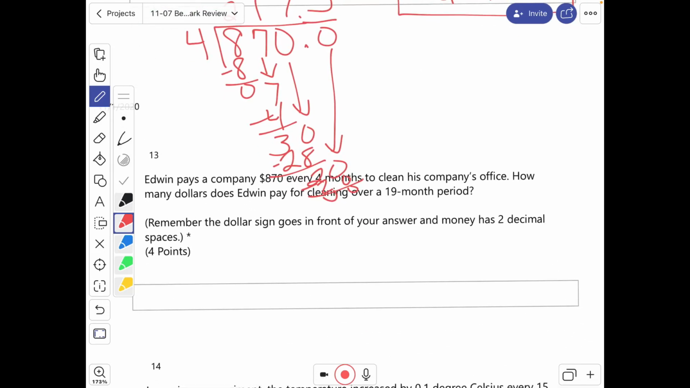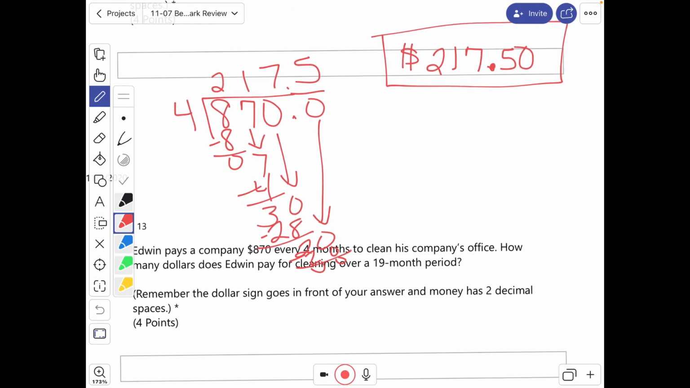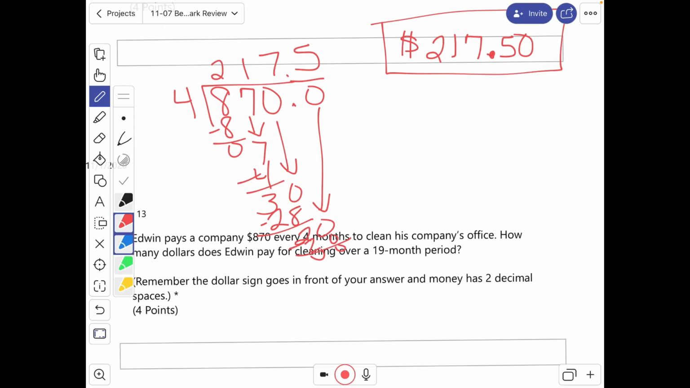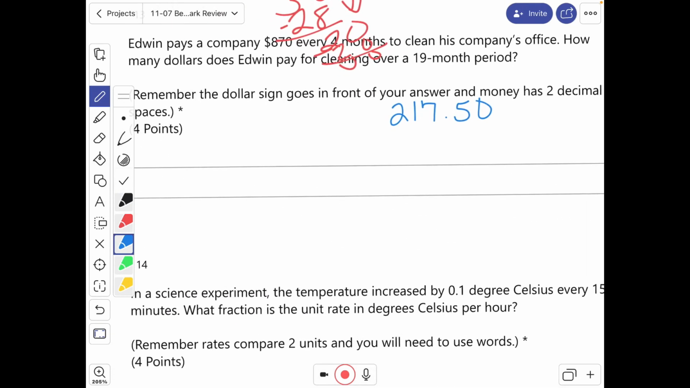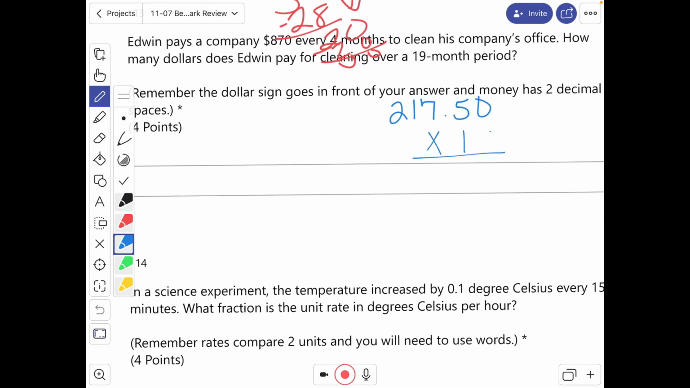Number 13. Edwin again pays a company $870 every 4 months to clean his office. How many dollars does Edwin pay for cleaning over a 19-month period? Well, we just figured out he pays $217 for 1 month. So to figure out 19 months, I'd need to multiply times 19.